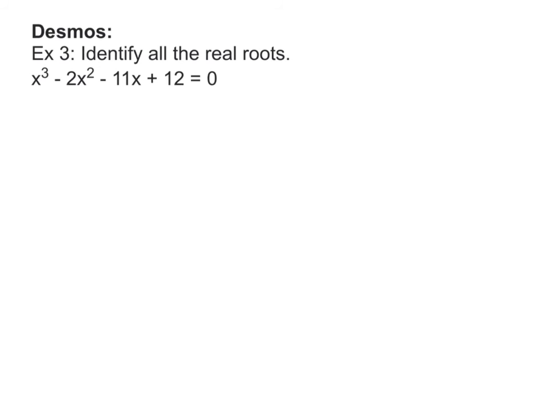Lastly, for example 3, they want us to identify all the real roots. For this particular problem, notice we have 4 terms. We could try factor by grouping, but if we tried it, we would find out that it does not work. Therefore, for this particular problem, I want you to use Desmos. So, on your own, you'll pull up Desmos. You'll type in this equation, x to the 3rd minus 2x squared minus 11x plus 12 is equal to 0.